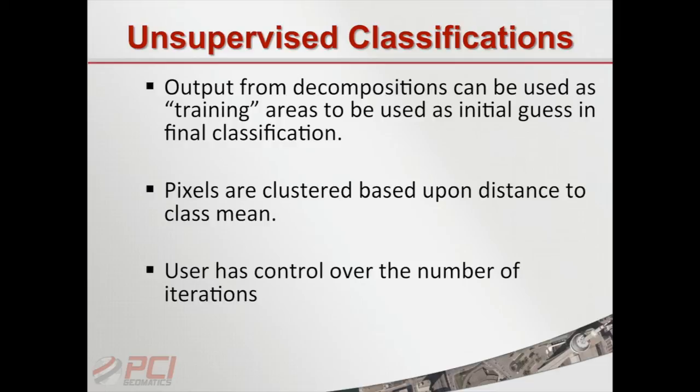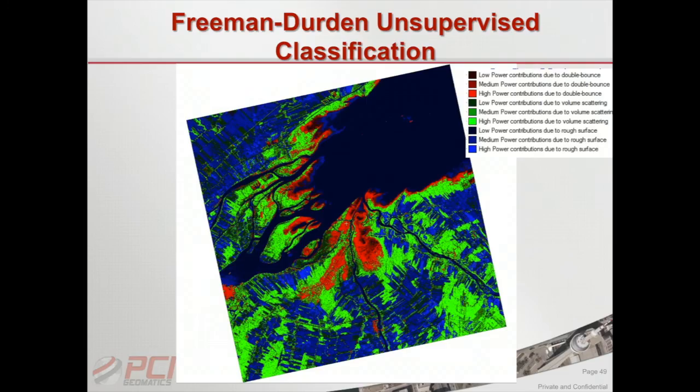Okay, so you can take those decompositions and you can do one more step. You can do an unsupervised classification. So you've done the first one and you pass it into the software and you say, this is my first guess, but I'd like you to cluster the data together and put them into different classes and do however many iterations I want to do. So again, very straightforward, your input file, your output file. And what the software does automatically is it classifies them based on what your initial input classes are.